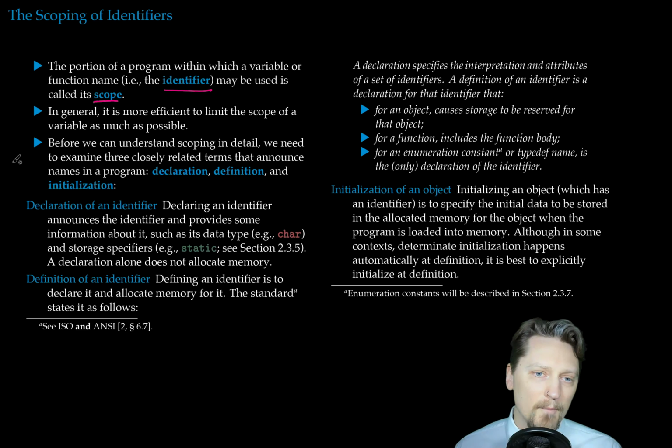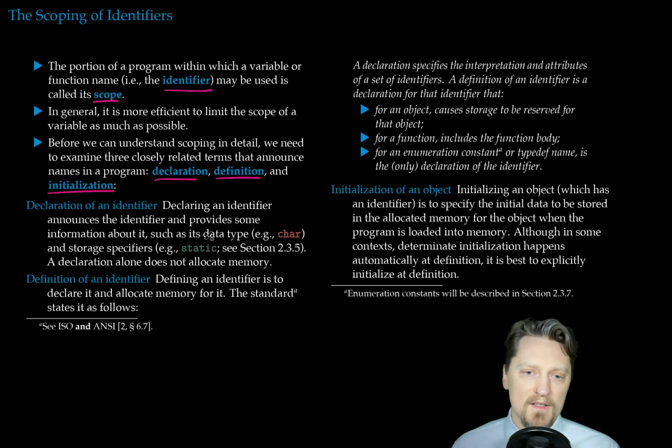Before we can understand scoping in detail, we need to examine 3 closely related terms that announce names in a program: declaration, definition, and initialization. Declaration of an identifier. Declaring an identifier announces the identifier and provides some information about it, such as its data type, for instance, character, and storage specifier, for instance, static. A declaration alone does not allocate memory.